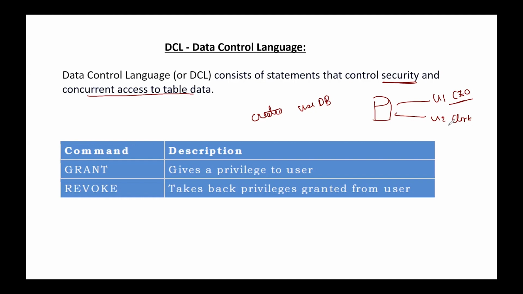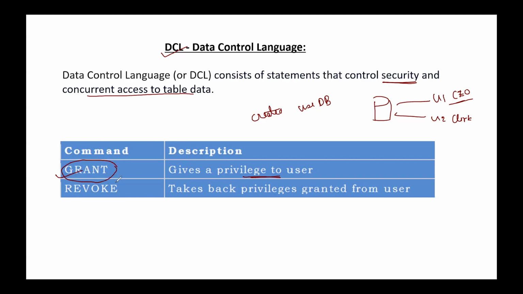Such level of security will be provided by these DCL commands. It will tell us what kind of permission to grant for a user. So see the commands here. Grant. So what does grant do? Gives a privilege to the user. What all privileges you want to give to the user will be given using the grant command.